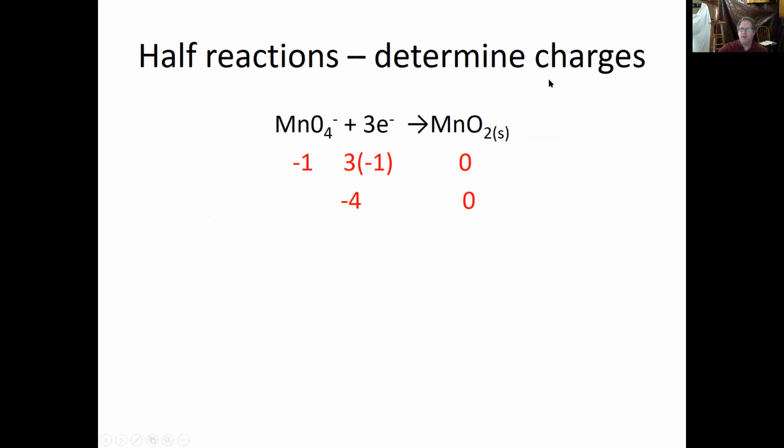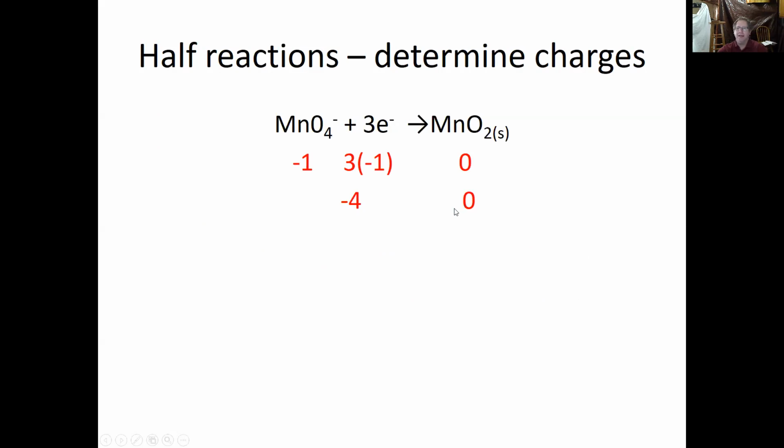A half reaction is going to be the same thing. Now, again, this particular one is an oxidation. I go from manganese, which is a +7, to manganese, which is a +4. So I gain 3 electrons here. When I look at my charges over here, I have a -1 charge and 3 negatives here. Remember, the electron has a charge. Now this side, there's nothing here, okay? So I have a -4 here and a 0 here.